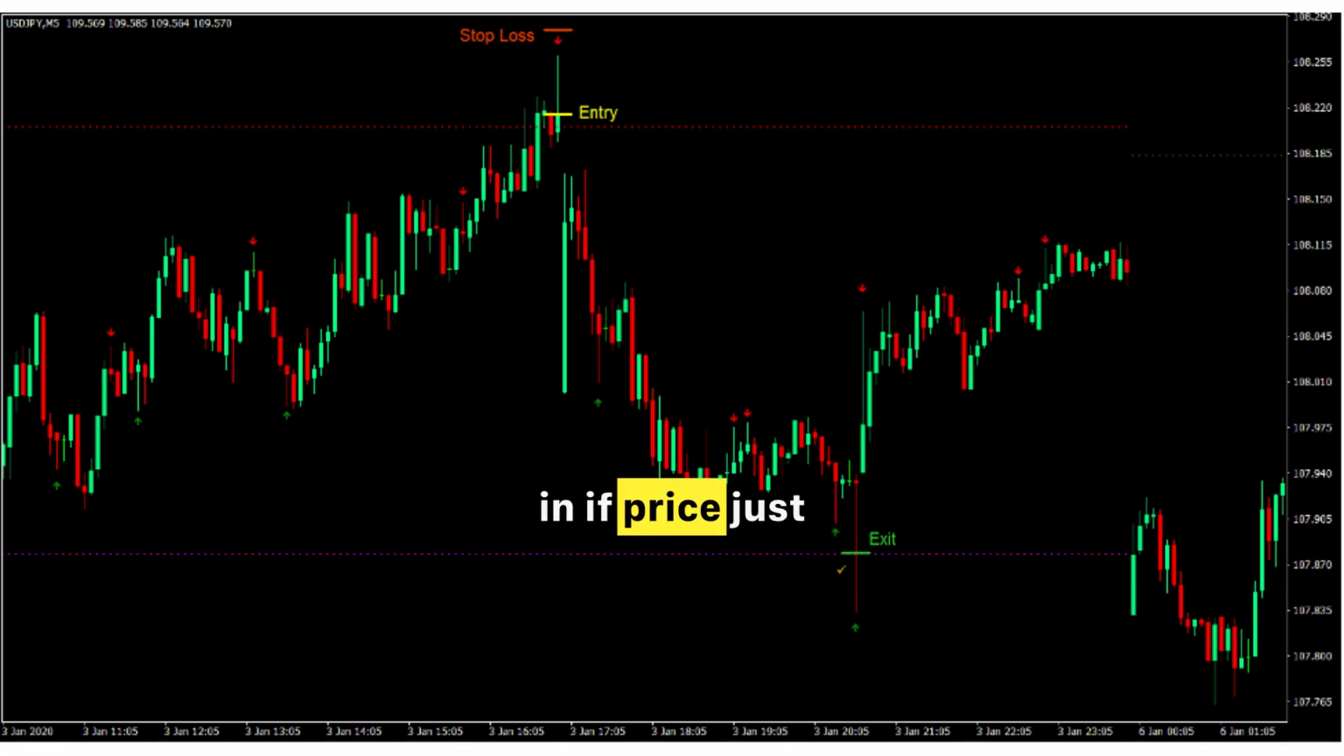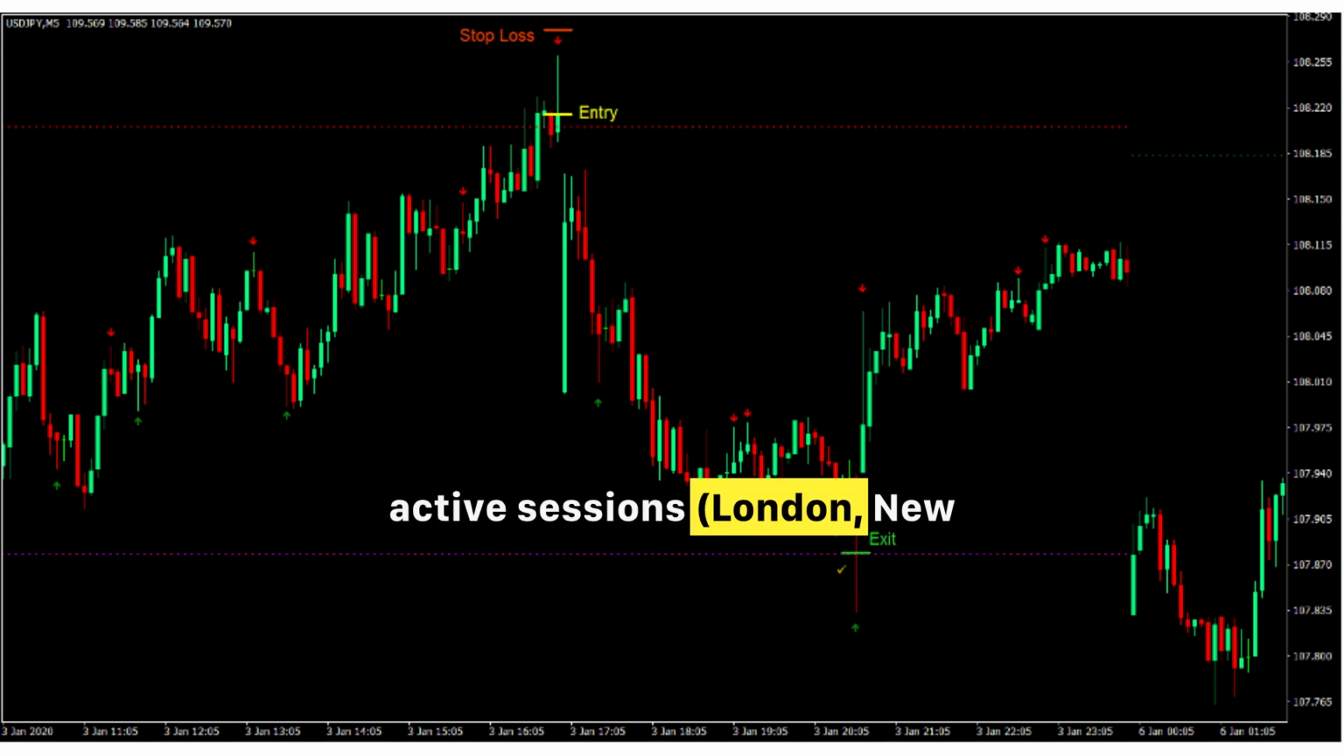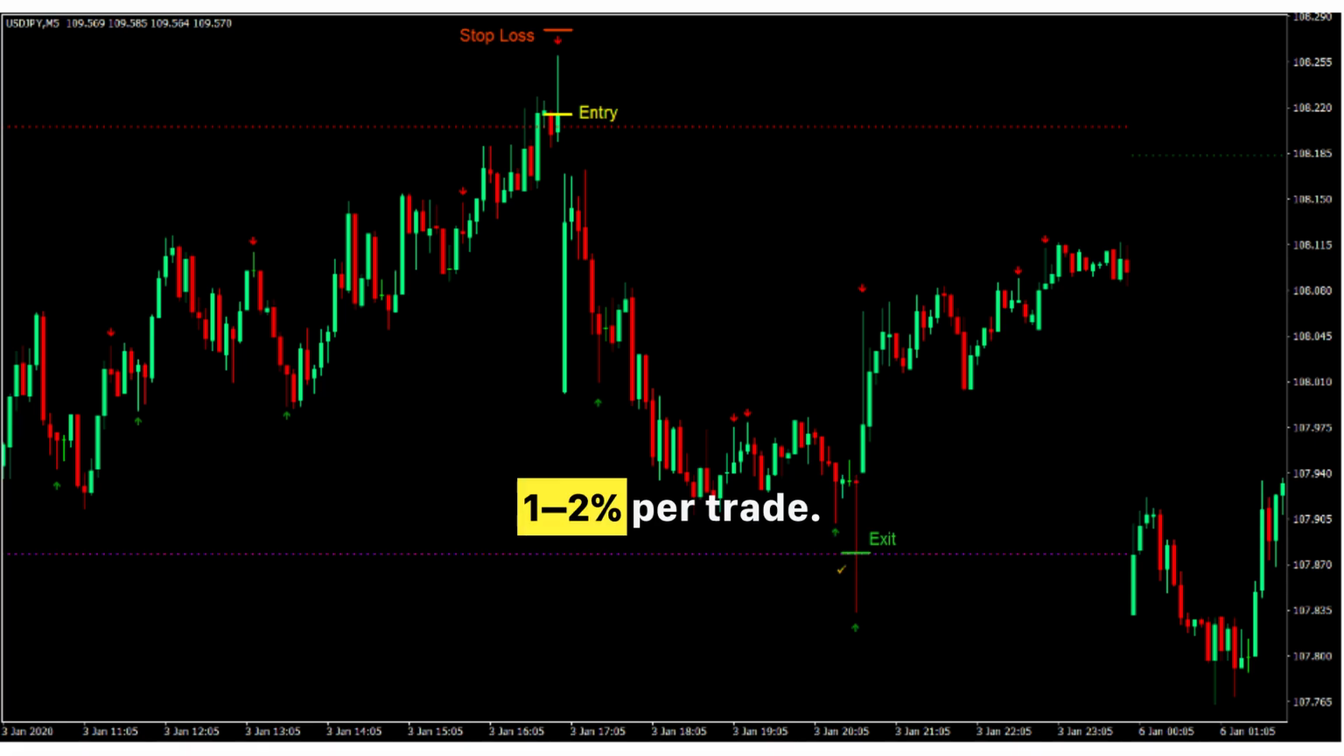Risk tip. Don't jump in if price just slices through the pivot. Wait for clear rejection. Also, trade only in active sessions, London, New York, and risk just 1 to 2% per trade.